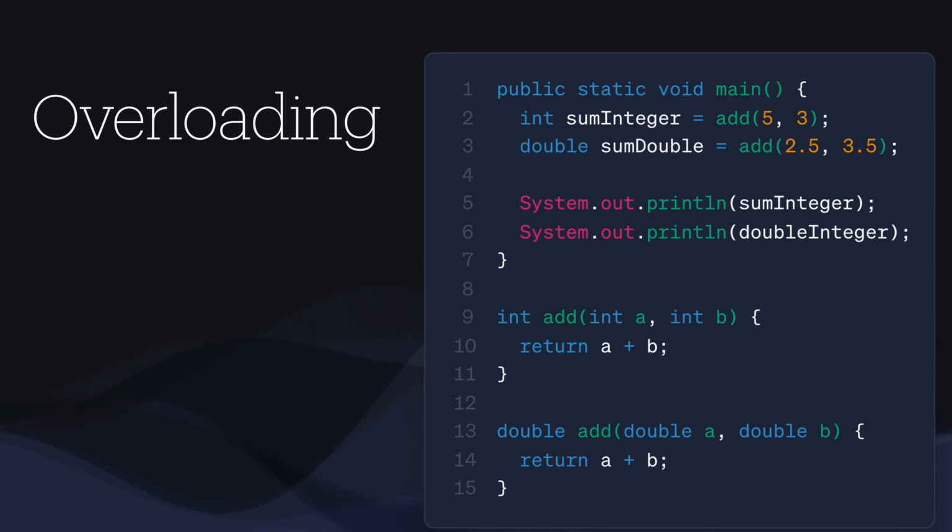Then in our main method, we make an int sum, integer is equal to add, and we pass in 5 and 3. And we make another variable, sum double, and we add 2.5 and 3.5, which are double values. And we print out the values. So when we call, for example, add 5 and 3, Java knows to use the integer version since we're passing in integers to the method. But if we pass in 2 doubles, Java is going to know we want to use the one that returns a double. So let's go into IntelliJ and just see how we can implement this.